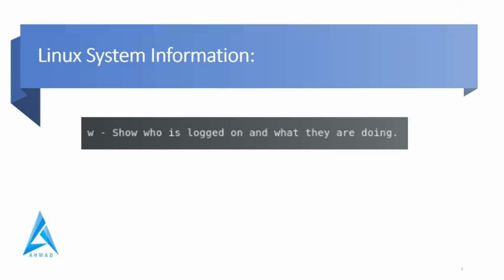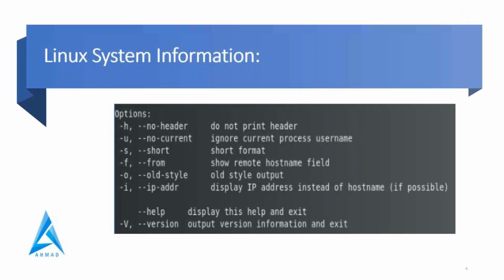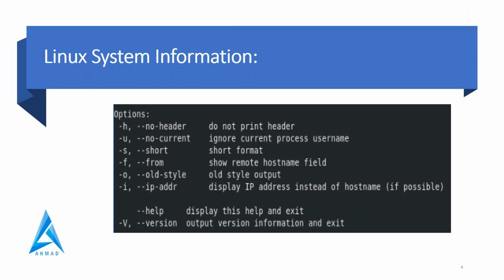So what are those options? We have option H: it will not print the header, meaning the heading. Hyphen U will ignore the current process username. Hyphen S will give you short format. Hyphen F will show the remote host name field if anyone is connected from remote. Hyphen O is basically old style output. Hyphen I will tell you the IP address instead of host name. And hyphen V will show you the version.